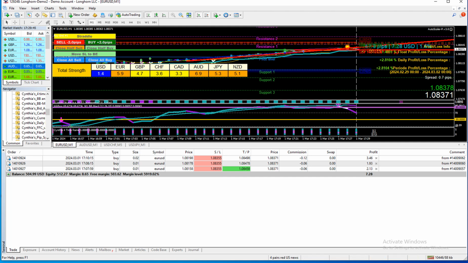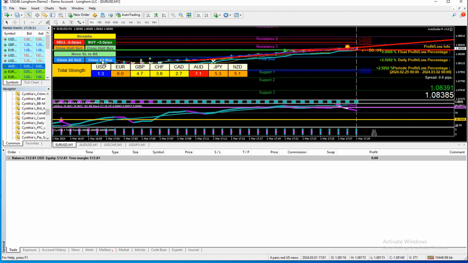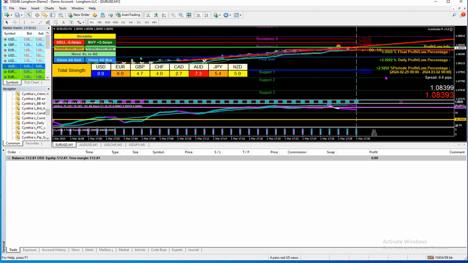So I'm going to close all of my Euro USD buys. So I'm going to click close all buy. So this morning's demonstration, and this was a long demonstration, I'm really sorry, but we're up almost $13, and my profit loss indicator shows that I made almost 3% this morning. That's even with just fumbling and making mistakes.